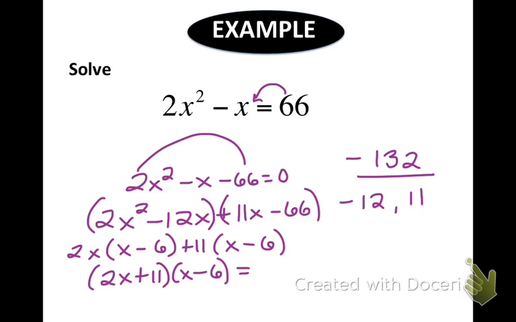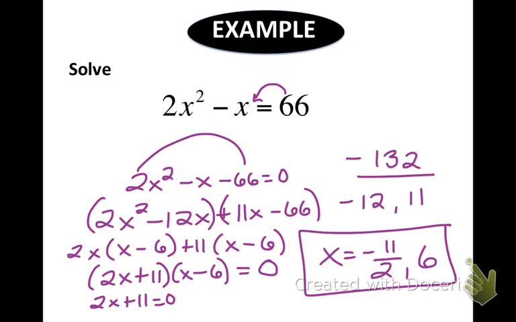Now let's bring down our equals 0. Can you come up with the values for x in your head? This is a positive 6. Good. What's this one going to be? Negative 5.5 or negative 11/2. Good. So if you can't get there, write it out. 2x plus 11 equals 0. Subtract your 11, divide by 2. So x is equal to negative 11/2 and a positive 6.